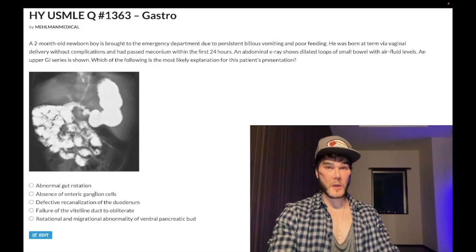And for Step 2 CK and Step 3, you can do rectal manometry to diagnose Hirschsprung. Wrong answer.